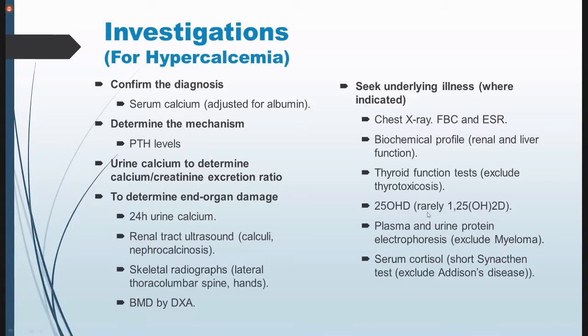Then vitamin D. If someone has been taking a lot of vitamin D, sometimes there is a prescription which has been taken for months and years, then so much vitamin D can also cause a lot of hypercalcemia, a lot of calcium in the blood. We call it vitamin D toxicosis, okay? Then plasma and urine protein electrophoresis. This is just to exclude myeloma.